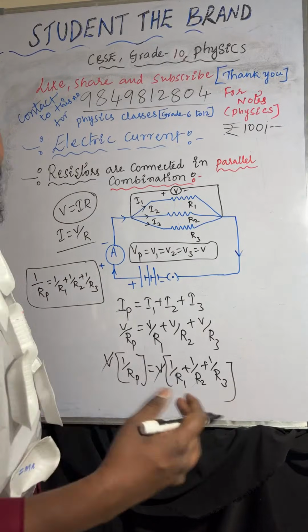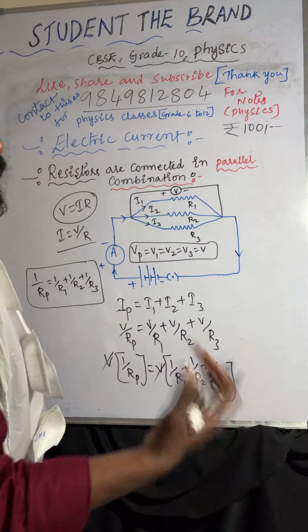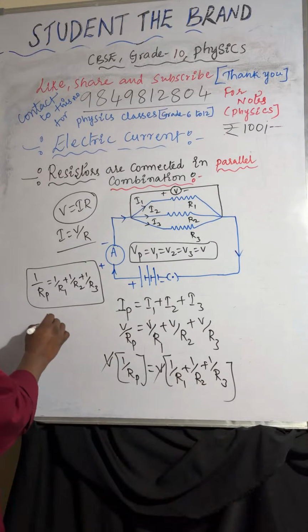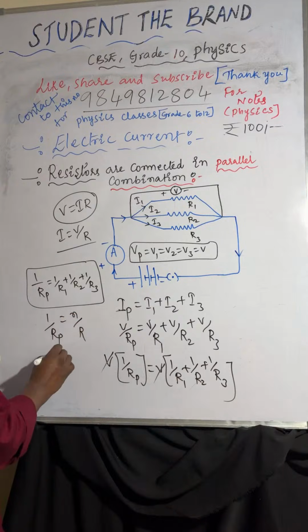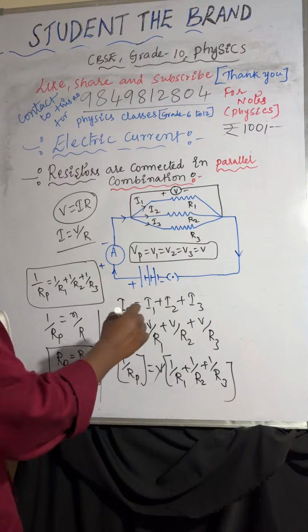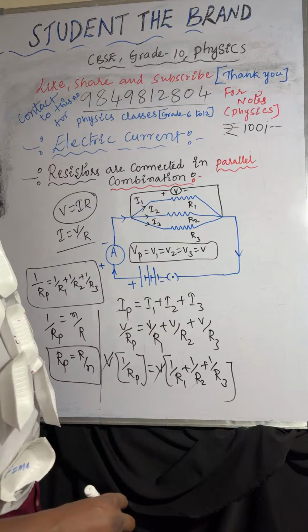Okay. So if n number of resistors are connected in parallel combination, then 1 by Rp equal to n by R. Rp equal to R by n. So this is the answer. So very very important. Make sure that you are practicing all these points.